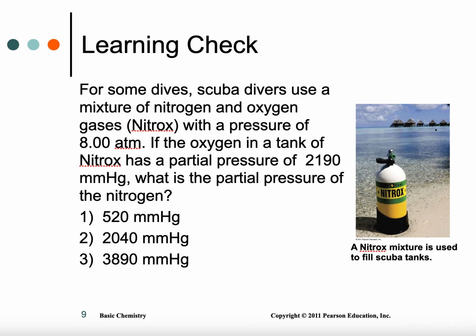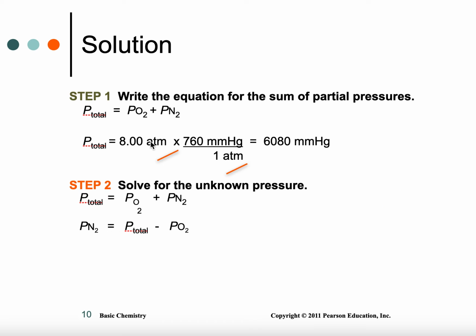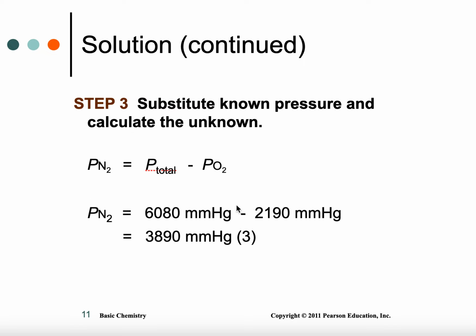For some dives, scuba divers use a mixture of nitrogen and oxygen called nitrox in an 8-atmosphere tank, okay, an 8 pressure tank. So if the oxygen has 2190 millimeters of mercury, what's the other? Well, all I'm going to do is subtract this from the original. So I have to put 8 atmospheres as millimeters of mercury, find out what that is, and then subtract 2190, then whatever is left over is the other. So 8 atmospheres is 6080. And then 6080 minus the oxygen gives you whatever the other is.